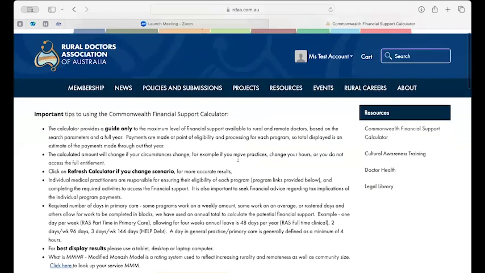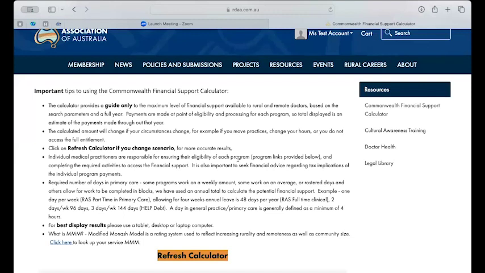There are some important tips that we would like you to draw your attention to. First of all, the calculator is a guide only, and individual doctors will need to make sure they meet the eligibility criteria and complete any required activities to receive the benefits or the financial incentives that are outlined in the calculator. When using the calculator, if you want to change your scenario, please always refresh the calculator in between uses. It just will mean that your results are more accurate.